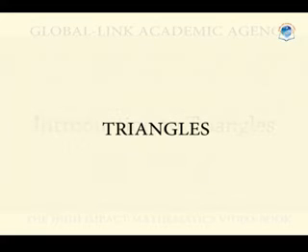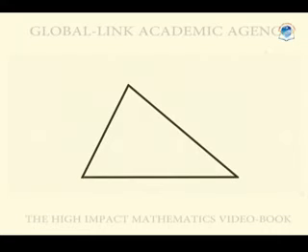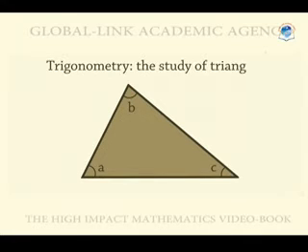Triangles. A triangle is a polygon with three sides and three angles, and it is the simplest polygon. Simple as they may look, triangles are perhaps the most useful polygons in the study of mathematics. Trigonometry is the study of triangles.